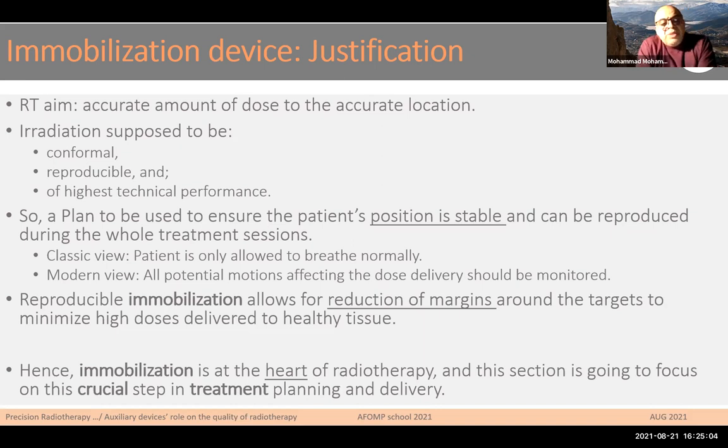Irradiation is supposed to be conformal, reproducible, and of the highest technical performance. In this case, we have to make a plan to ensure that patient positioning is stable and reproducible. From the classical point of view, the patient is only allowed to breathe normally and all the sections must be fixed. But the modern view says that all potential motion affecting the dose delivery should be monitored and controlled. And reproducible immobilization allows for reduction of the margin around the target and minimizing the high dose delivery to the healthy tissues.